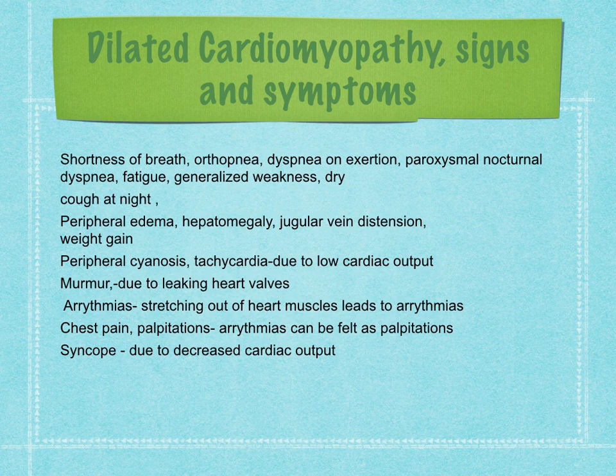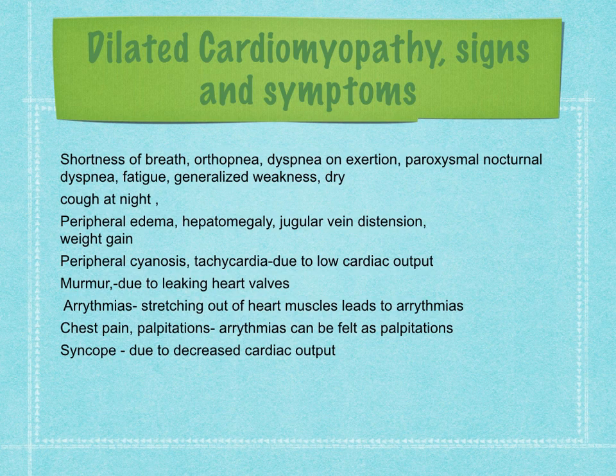Why is there peripheral edema, hepatomegaly, jugular vein distension, and weight gain? Because it shows the signs of right-sided heart failure. There will be ineffective right ventricular contractility, reduced pumping ability, and decreased cardiac output to the lungs. So that's how peripheral edema, hepatomegaly, jugular vein distension, and weight gain will affect the functioning of the heart.